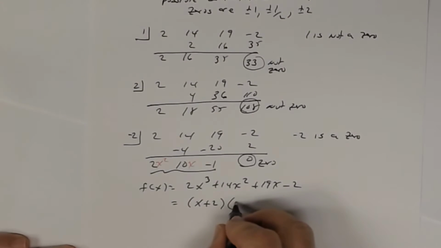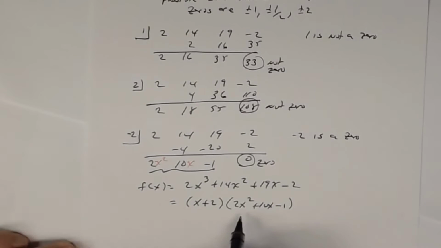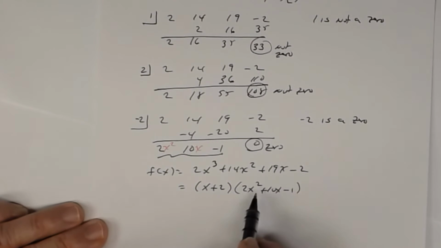So I get 2x squared plus 10x minus 1. Now, you can tell from here that this cannot be factored. So since it cannot be factored, this will either be irrational or non-real. So let's go ahead and use the quadratic formula.